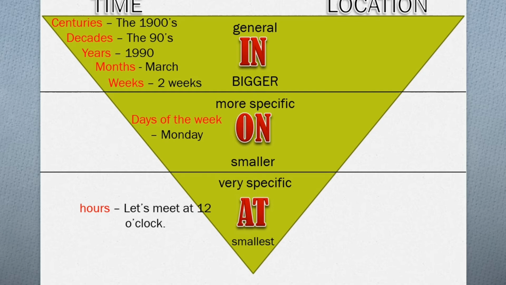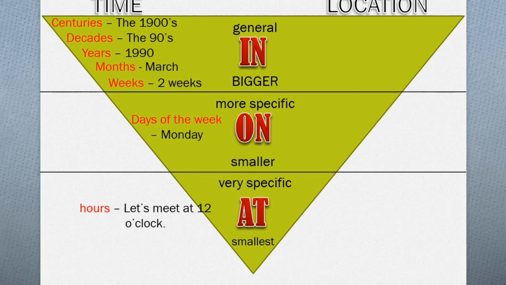So these are the uses of in, on, and at if we are referring about time. So in for general or bigger. For on, it is more specific and smaller. While at, it is very specific and the smallest. So let's have now location using, of course, the three prepositions.